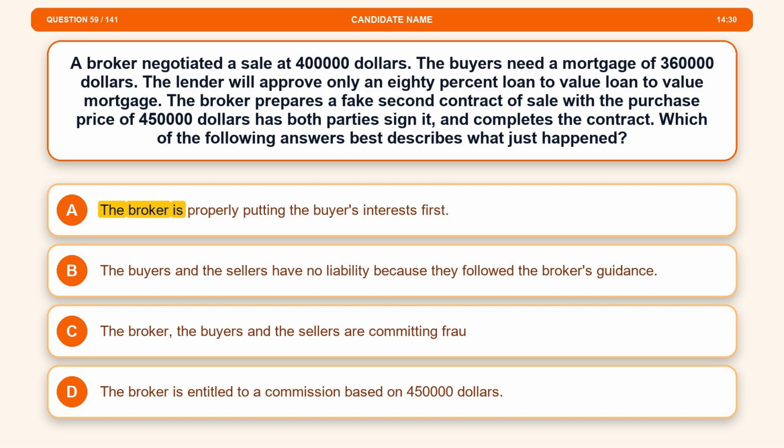Option A, the broker is properly putting the buyer's interests first. Option B, the buyers and the sellers have no liability because they follow the broker's guidance. Option C, the broker, the buyers, and the sellers are committing fraud. Option D, the broker is entitled to a commission based on $450,000.